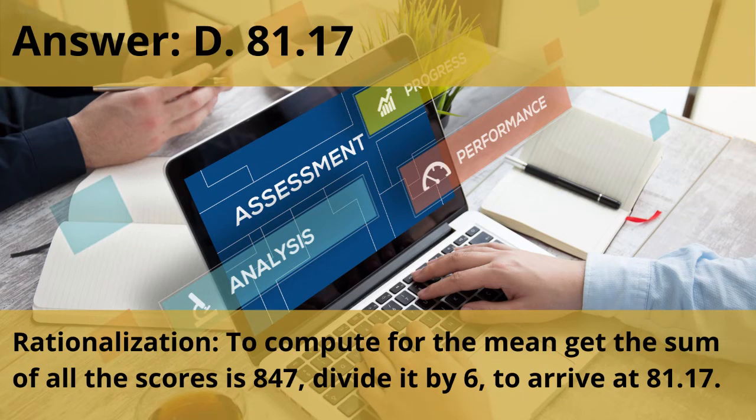The answer is option D. Very good. 81.17. To compute for the mean, get the sum of all the scores, and that will be 487, divided by 6 to arrive at 81.17.